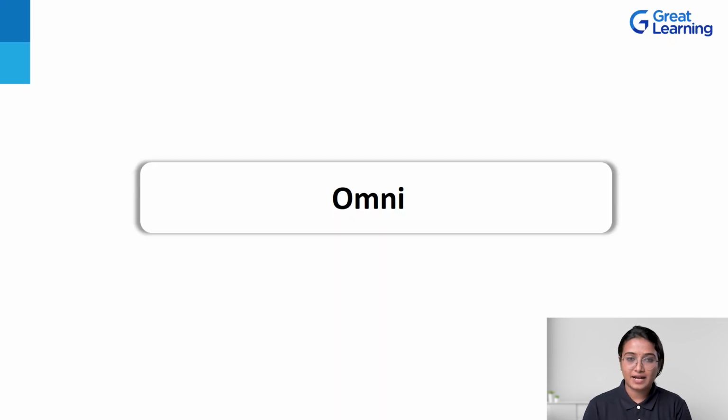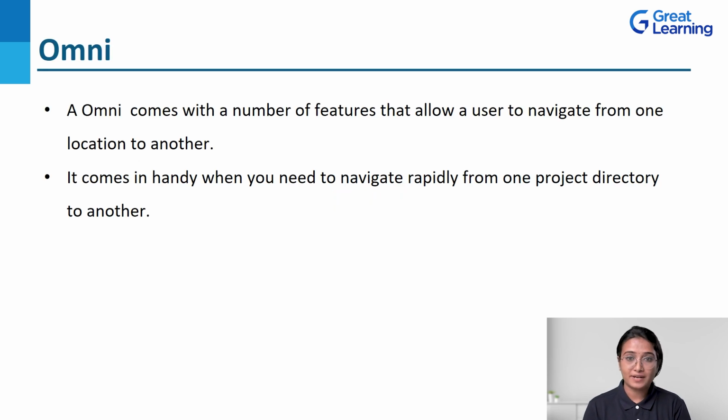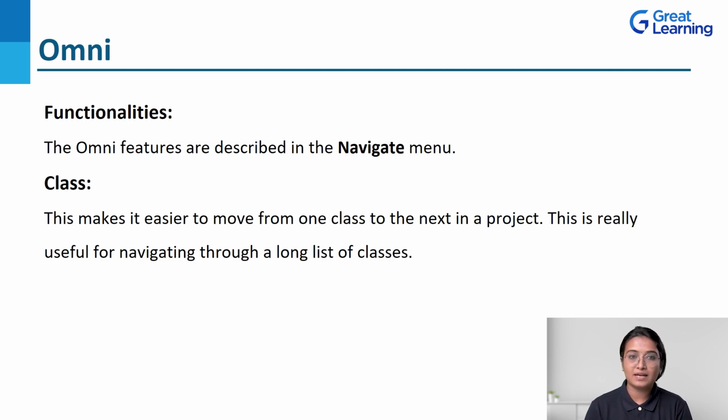Now we shall learn regarding Omni. It is a feature in PyCharm which we use in order to navigate from location to location, classes to classes, or project directories to project directories. It acts as a quick access to the projects or the classes which are declared in the code. So let's quickly see what are the different elements you have in Omni. One main thing you have to know, the features of Omni are described in the navigation menu. In the navigation menu, you can find the options which are categorized as Omni functionality.